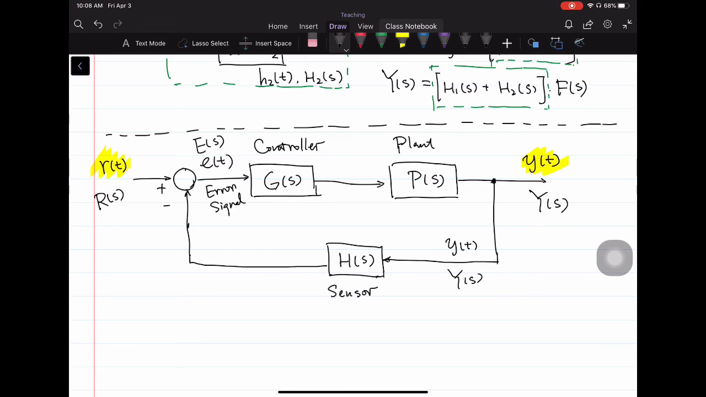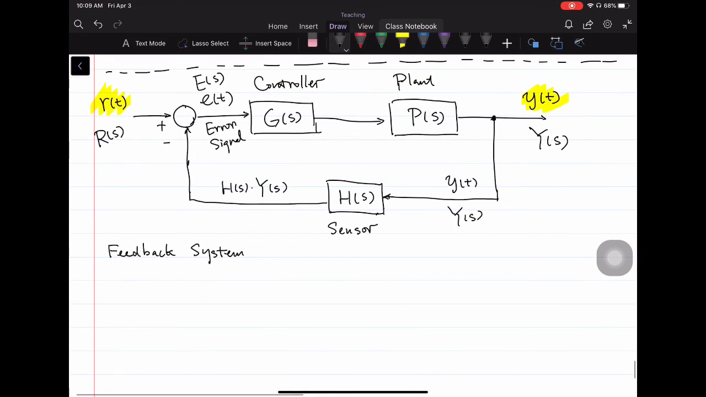Now, if we only focus on the Laplace transform at the output of the sensor, you have what? H of S times Y of S. And this mechanism is what we call a feedback system. You implement a control action, you observe the output and feed it back to be compared with the reference to drive the future control actions. How do we analyze the system? How do we find out eventually the relationship between my input, the reference, and the output signal?